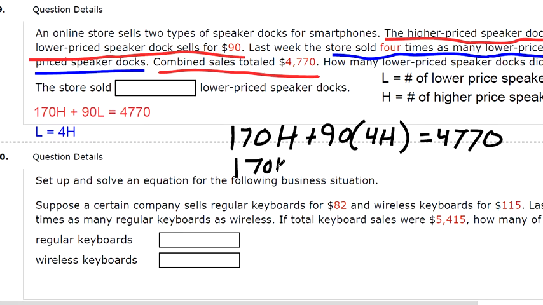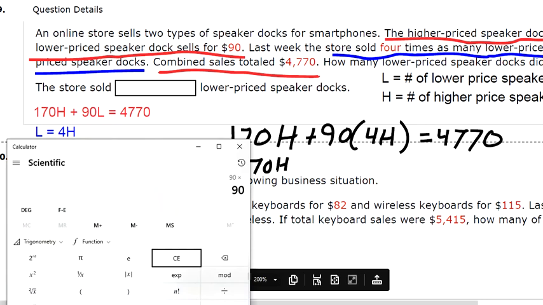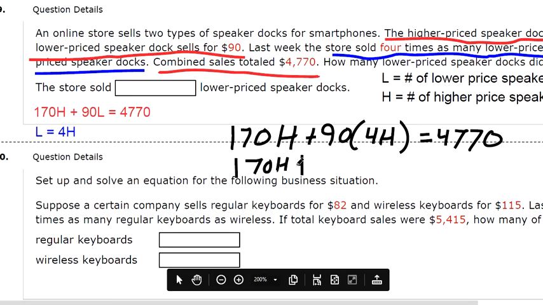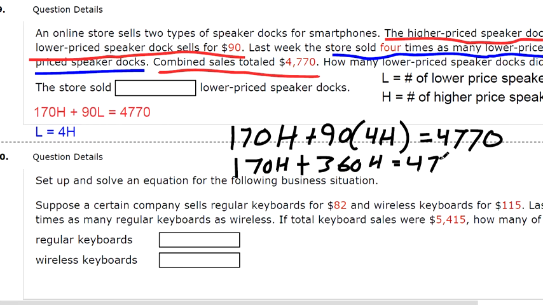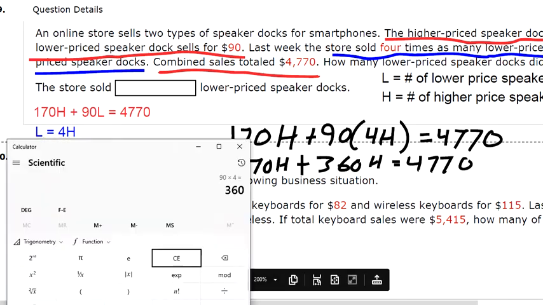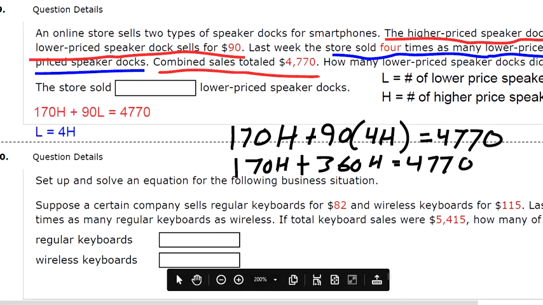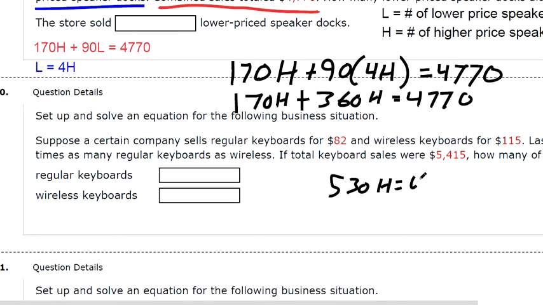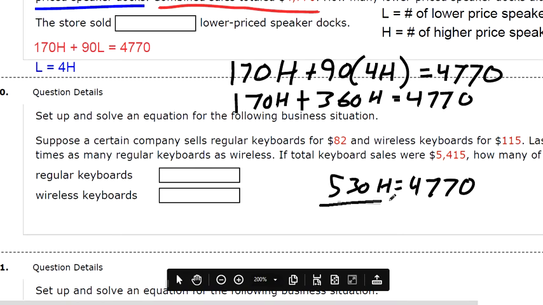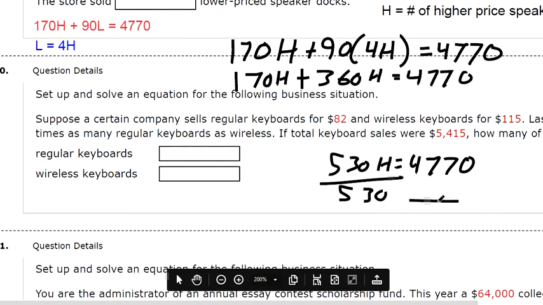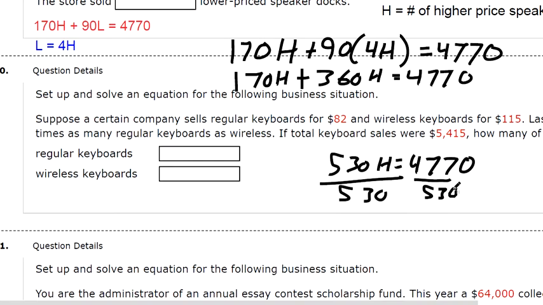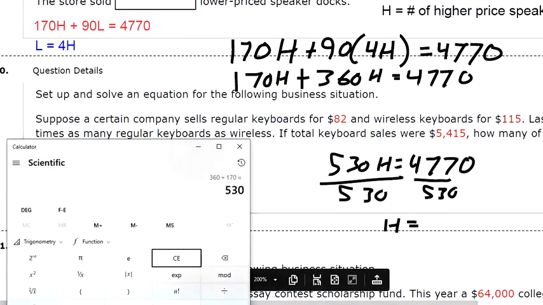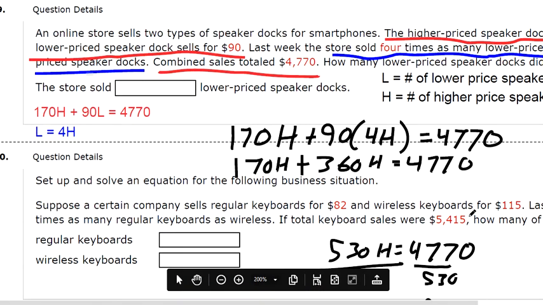We got 170H here, and then 90 times 4, 360H, that equals 4,770. They're both H's, so they can combine. That makes 530H. And then to get H by itself, we've got to divide both sides by 530. So H is 9. There were 9 higher price speaker docks.